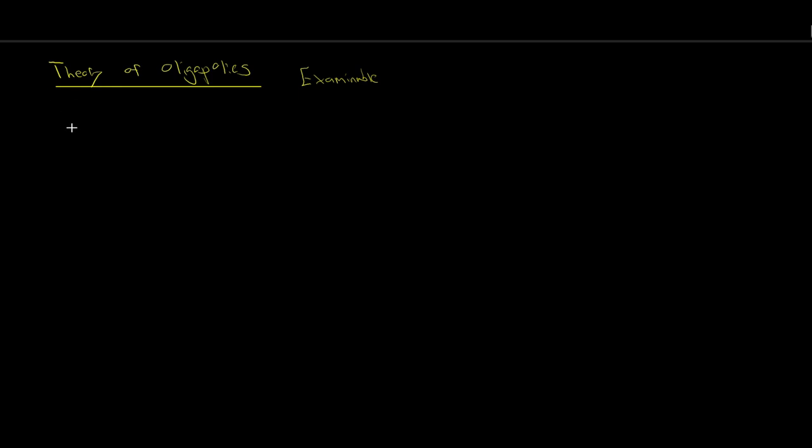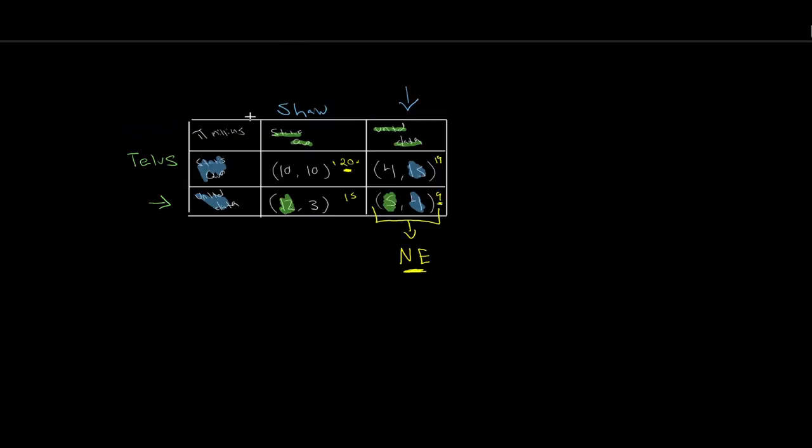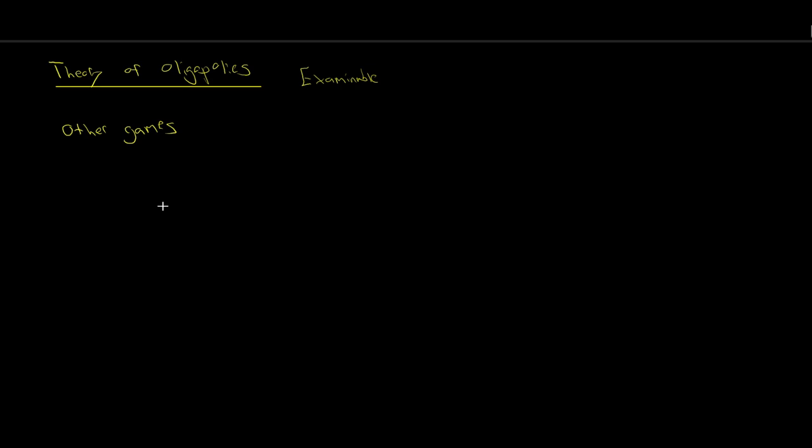We'll move on from here to take a look at other games. We took a look at these cases here, which are just one period games. So Telus makes their decision, Shaw makes their decision, they make these decisions simultaneously. And then they get their payoff, and that's the end. There's no subsequent punishment, reward, anything like that based off of what they've done. So we'll take a look at some other games that are maybe sequential move games, like Telus gets to move first, and then Shaw gets to react to Telus's choice, and we'll go from there.